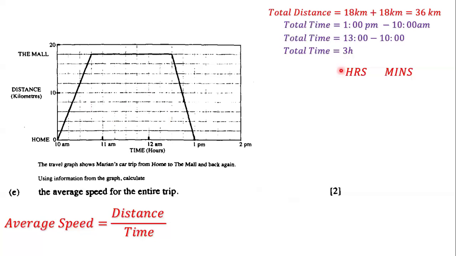And so we have the average speed. Wait, before we do that, just showing the calculations. So 0 minus 0 is 0. 13 minus 10 is 3. So that's 3 hours. The total time is 3 hours.